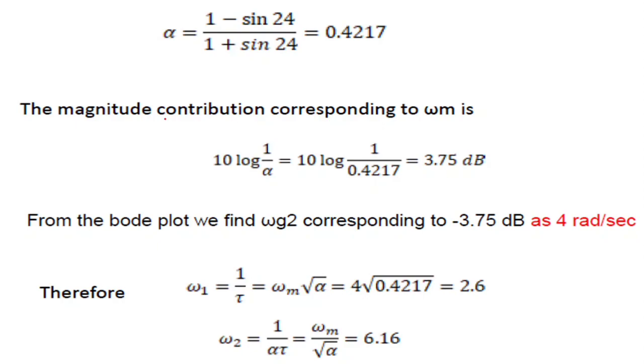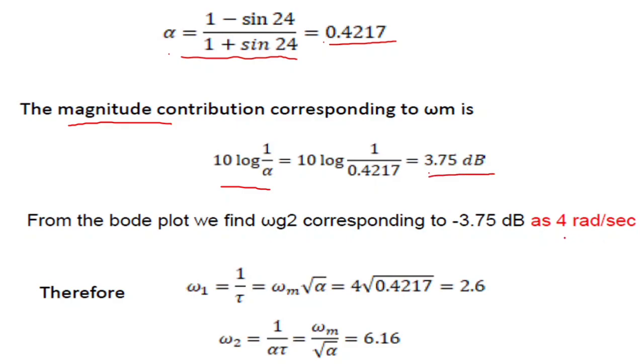Then we substitute the value of phi m in the formula of alpha. We have one formula: alpha equals 1 minus sin phi m, that is 24, divided by 1 plus sin 24. At last we get 0.4217. After that we have to take the magnitude contribution. How do we take the magnitude? We just take 10 log of 1 divided by alpha. At last we get 3.75 dB.